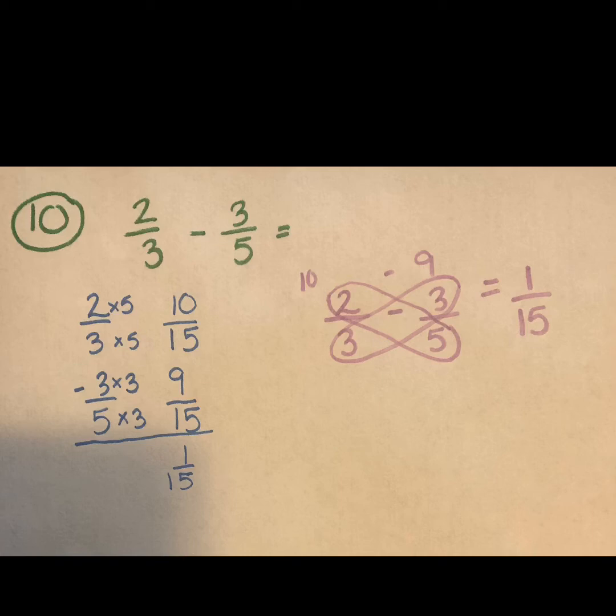Butterfly method, cross multiply. 5 times 2 is 10. 3 times 3 is 9. 10 minus 9 is 1. Denominator would be 15 because 3 times 5 is 15. Now, both of these do not have any common factors besides 1. They're both in simplest form. Remember, if you have a numerator of 1, you're done. You're in simplest form already.